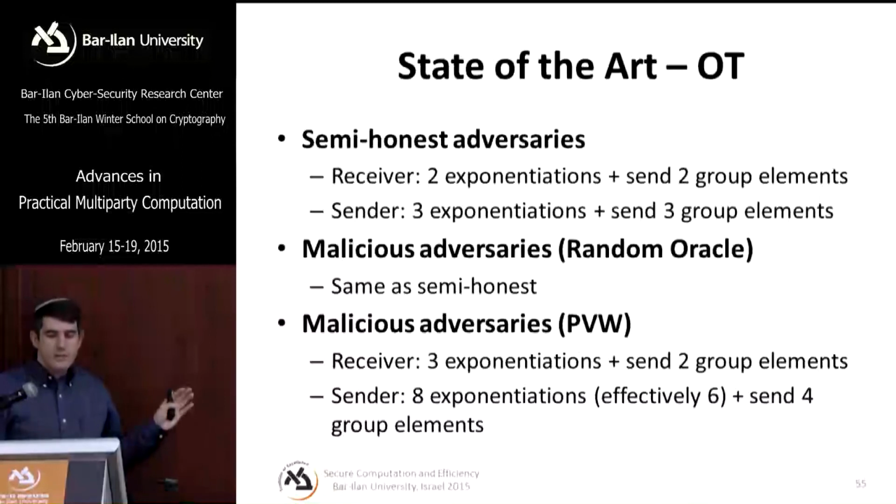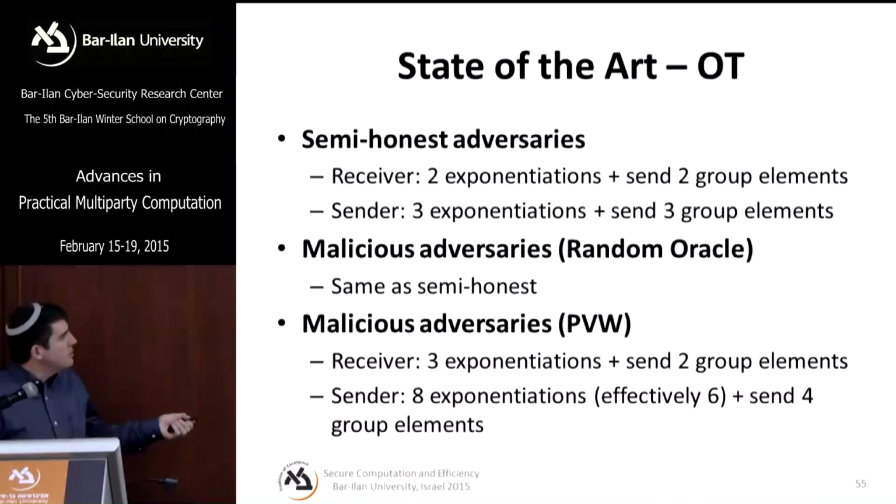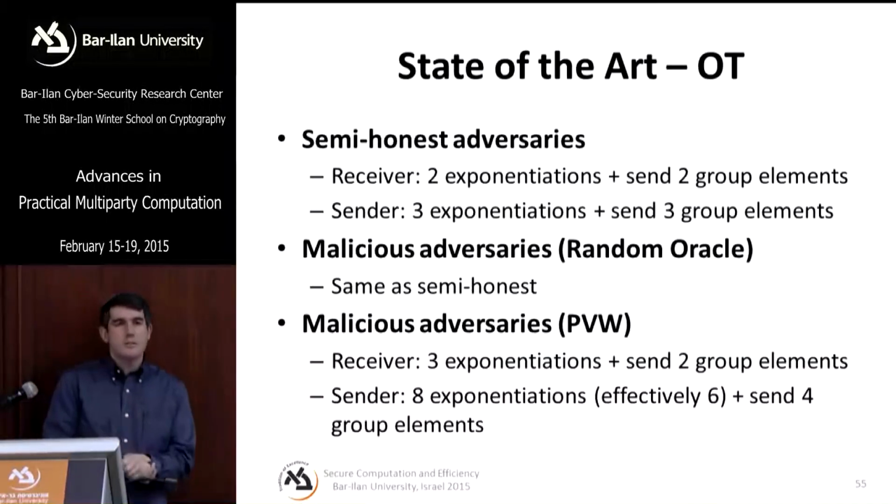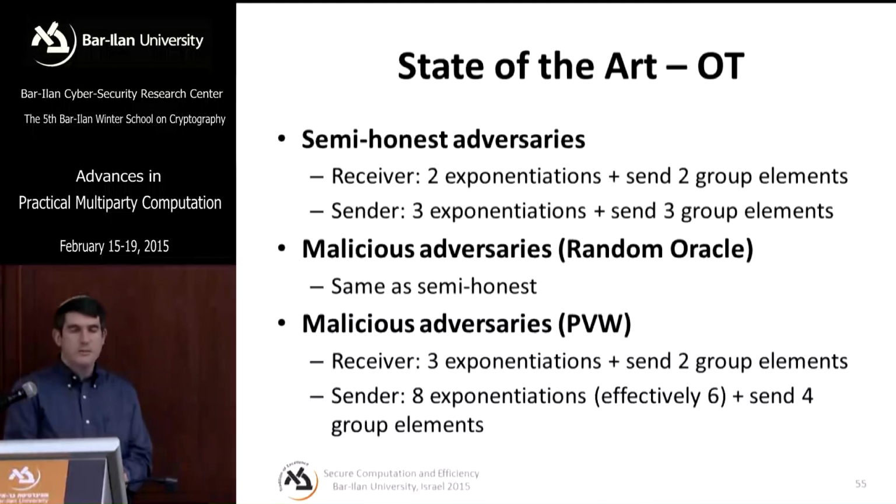For the malicious adversaries, if you're in the random oracle model and you don't want full simulation, then you can get something like semi-honest. But actually, if you want proper full security, which is what we need typically, then the receiver computes 3 exponentiations and sends 2 group elements, and the sender computes 8 exponentiations, which effectively cost 6, we won't go into it, and sends 4 group elements. And this is actually the best protocol that we have, and it's very, very efficient in practice. An exponentiation, by the way, these days costs a couple of hundred microseconds, depending on what computer you're running.